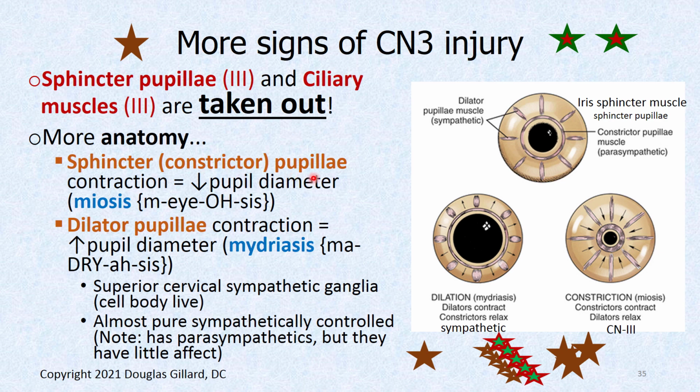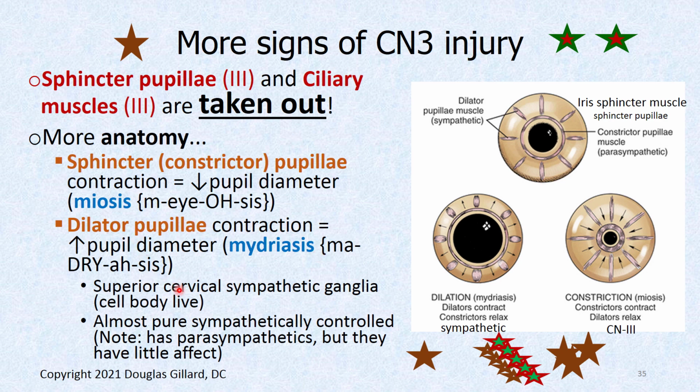So sphincter pupillae causes miosis. Dilator pupillae causes mydriasis, or I call it mydrosis. But mydriasis is the best way to pronounce that if you haven't already learned that in your head.